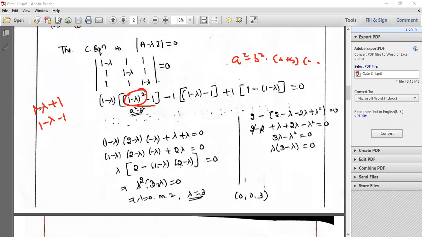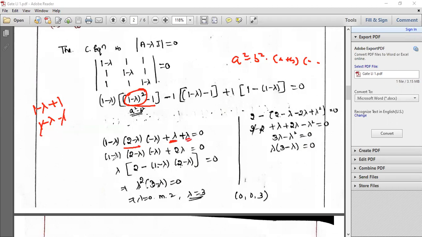So a plus b means it is 2 minus lambda here. A minus b means this will cancel, it is just minus lambda. Then here, minus 1 plus 1 cancels, you will be getting minus lambda into minus, it is plus lambda here. Similarly here, minus 1 plus 1 cancels, minus into minus is plus lambda, which is equal to 0.